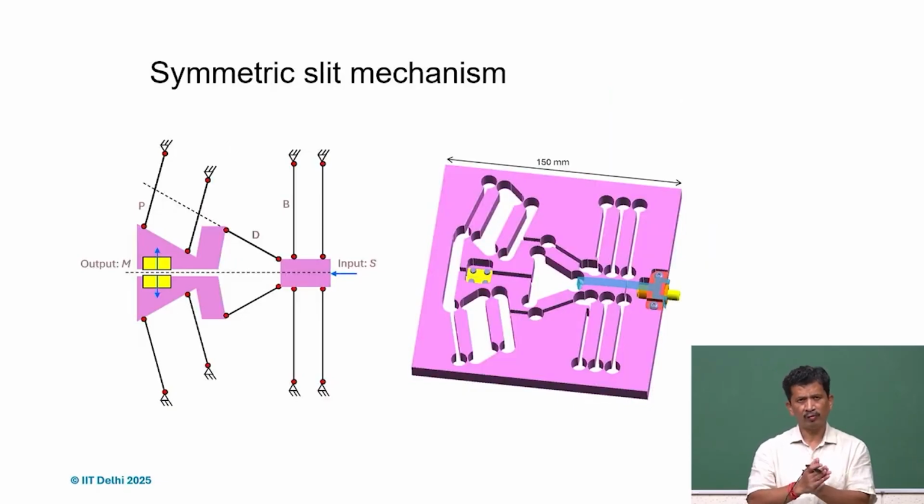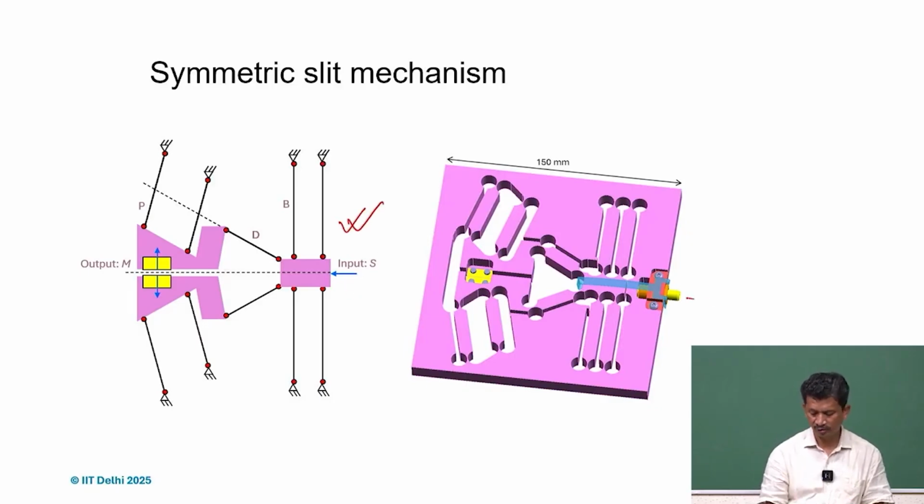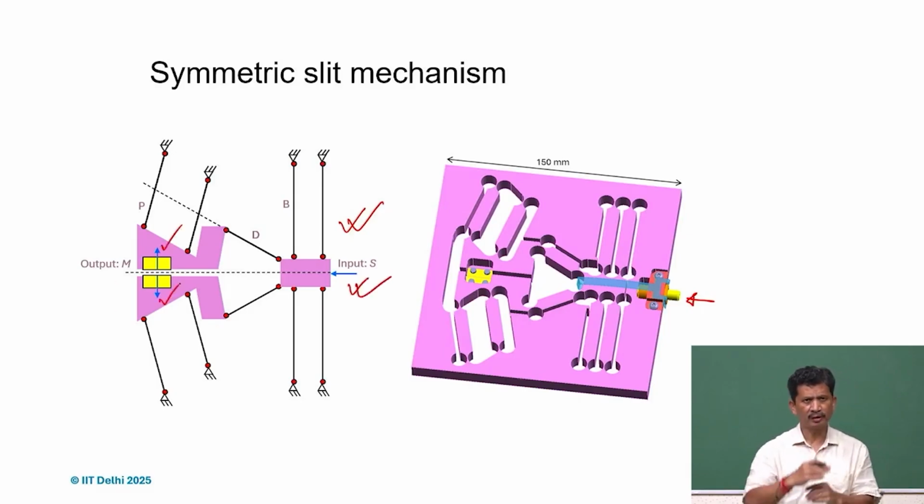What if you want to have a large motion? In that case, it's a symmetrical design, again with one input here. What you see here, you get this output: symmetric movement, opening and closing. And since it's symmetric, you can achieve that for a large range of motion.